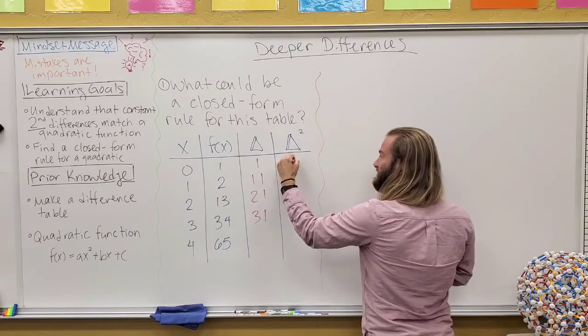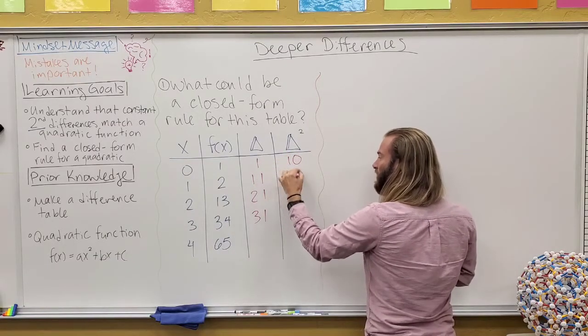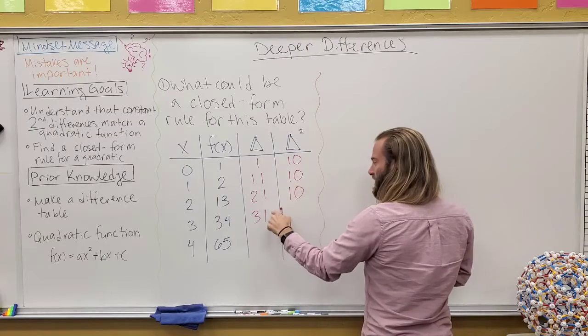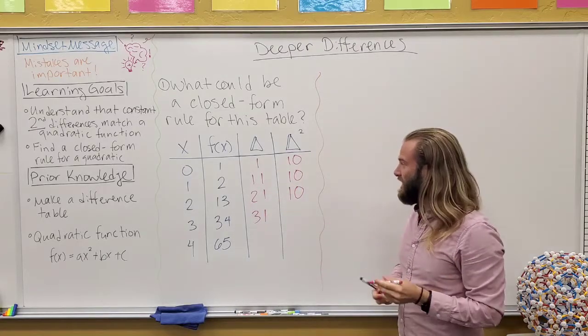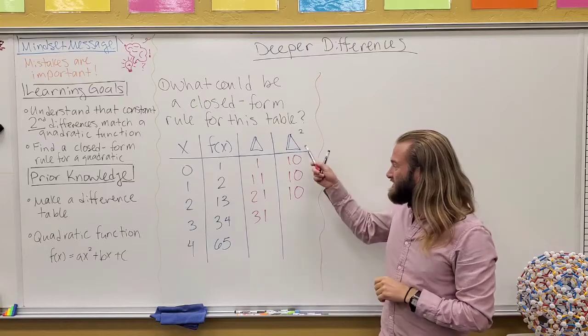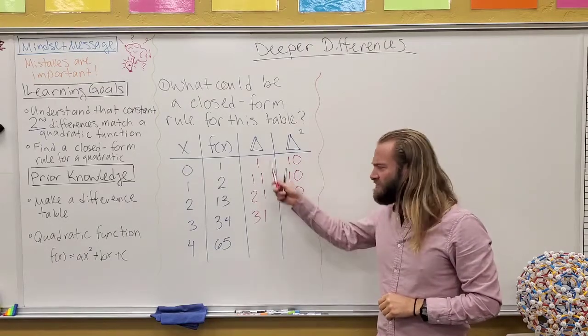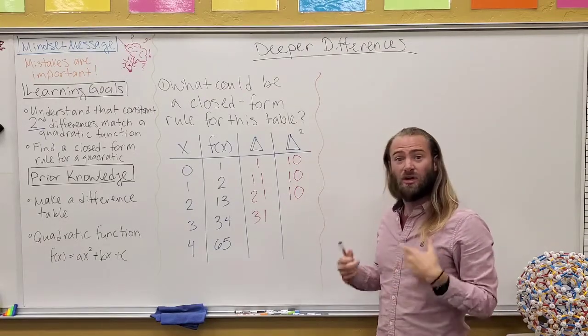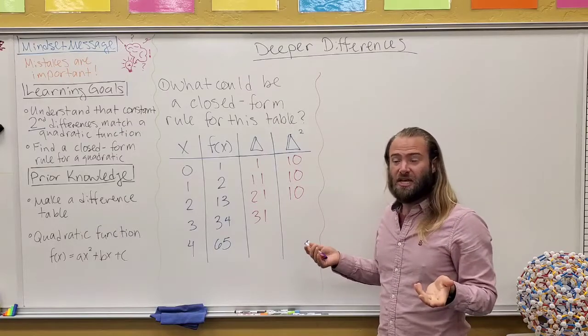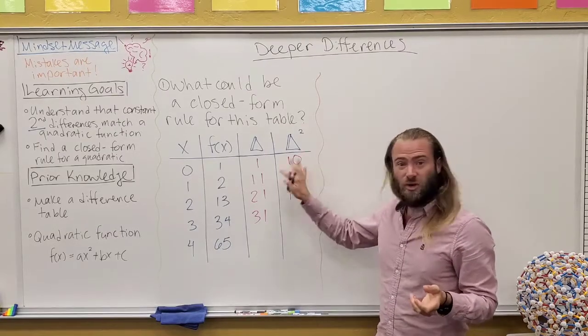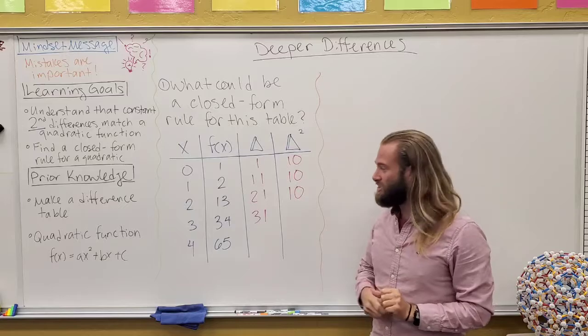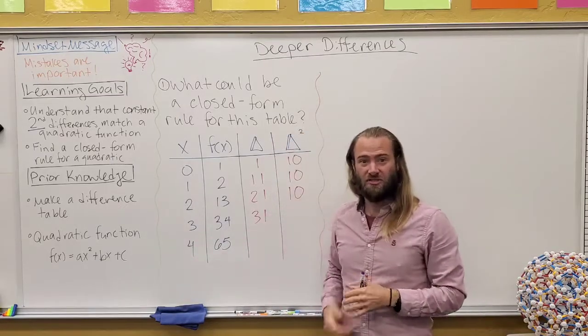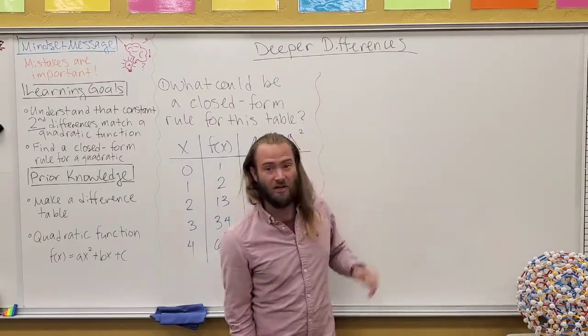From 1 to 11 is 10, and then from 11 to 21 is 10, and same with from here to here is 10. So it turns out that the second differences are constant, even though the first ones aren't. And we're going to prove right now, basically, that this situation actually will always match a quadratic function. So let's take a look at a proof of that over here now.